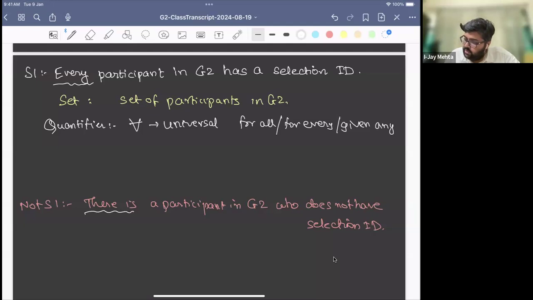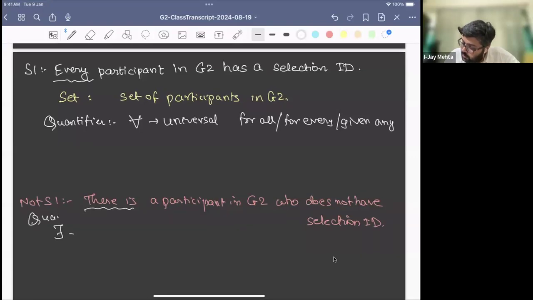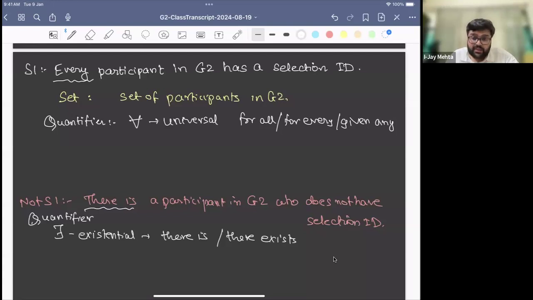Okay, and here we are talking about not all, we are talking about some participant, right? There is a participant. It can be one, it can be two, it can be all, but we are just saying some participant. So here there is a quantifier, and this is called the existential quantifier. We use it for saying there is, or there exists, or there is at least one.